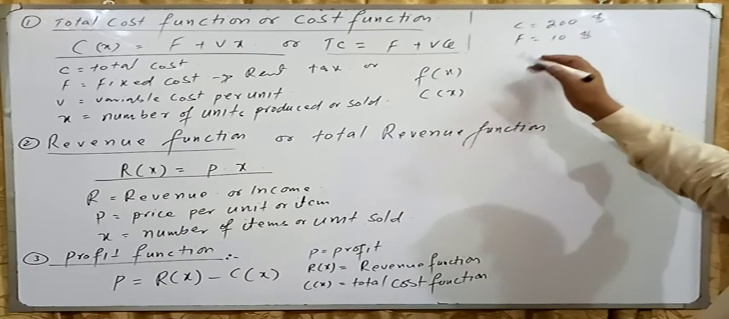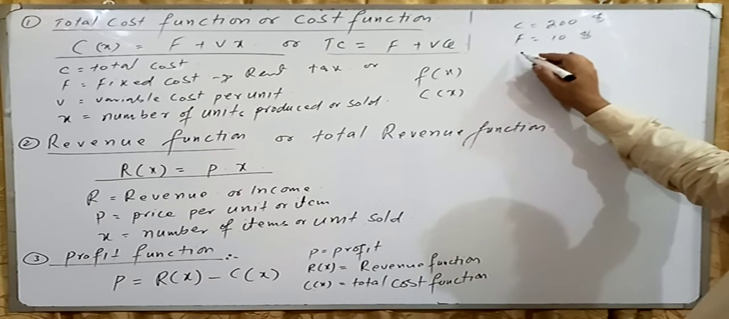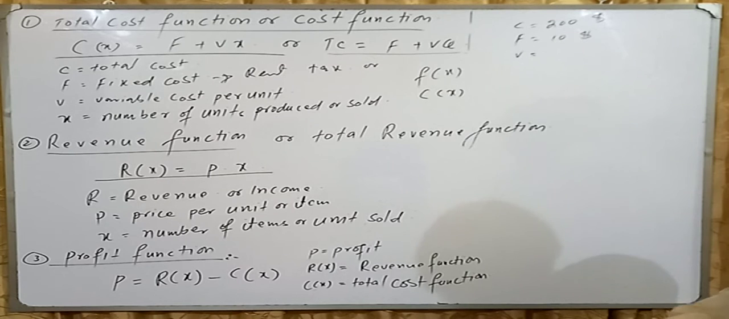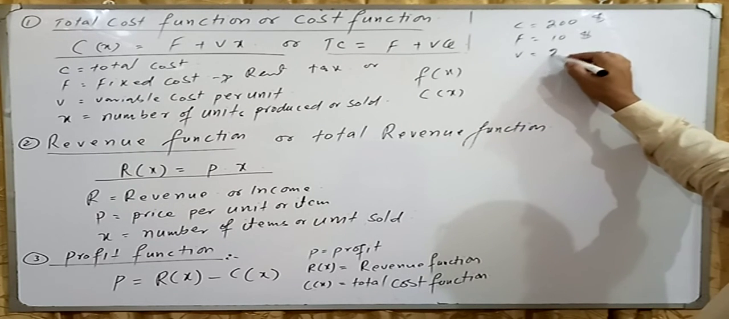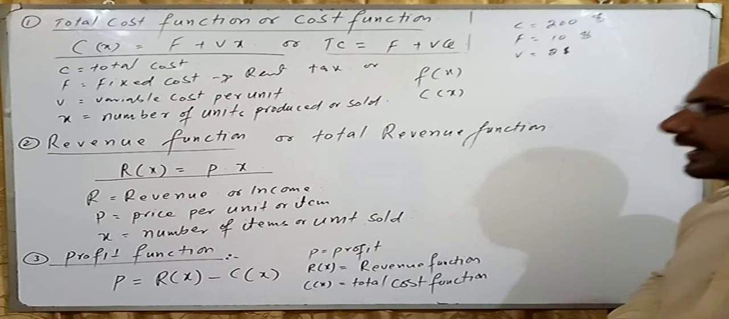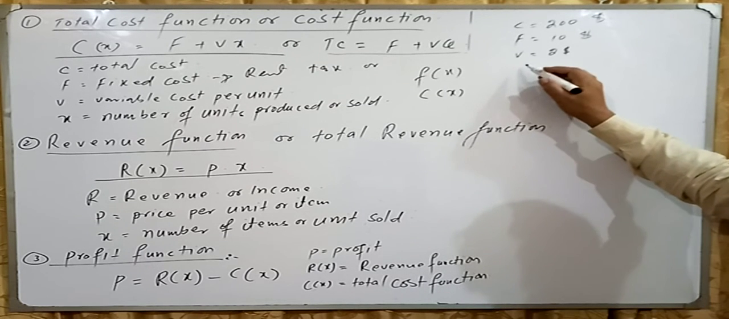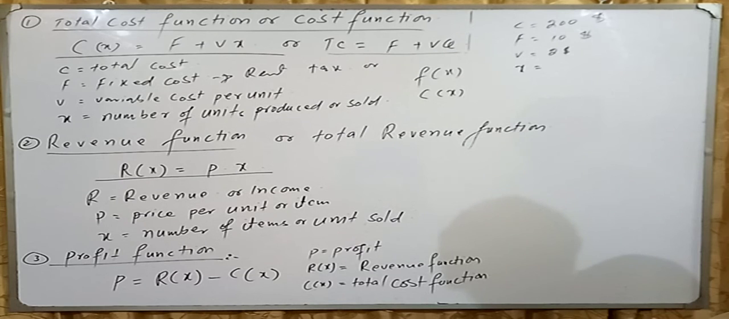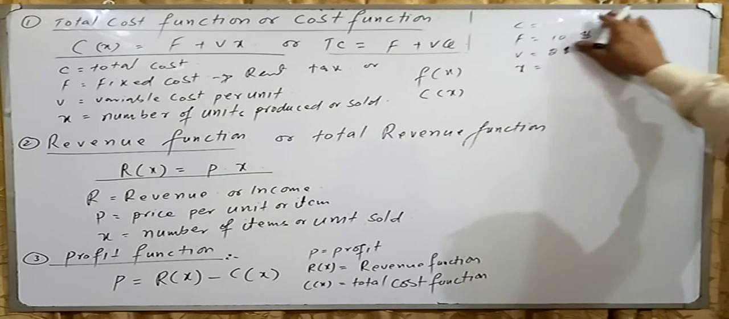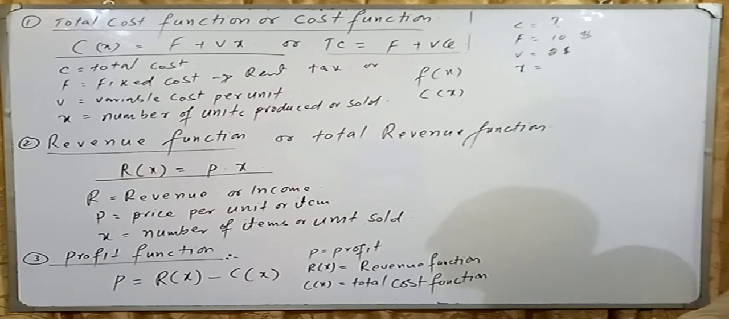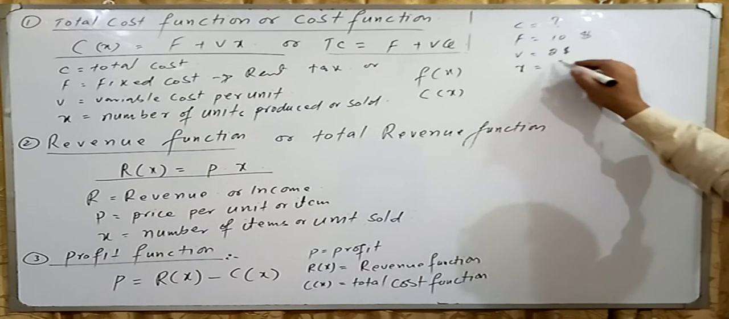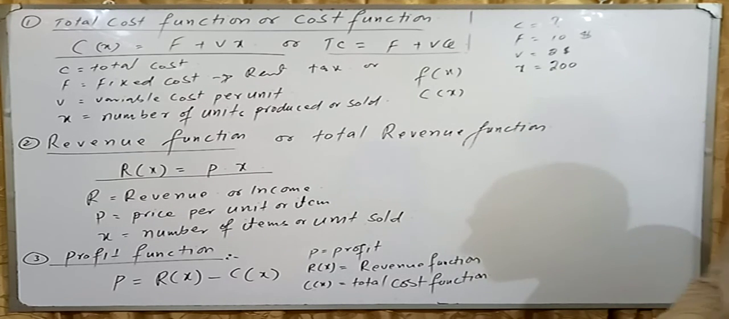So suppose we have a variable cost, that is V. Suppose it's $2. And the number of items that we need to produce. Suppose we are finding the total cost. The total cost is unknown, and the number of items that we are producing is 200 units.